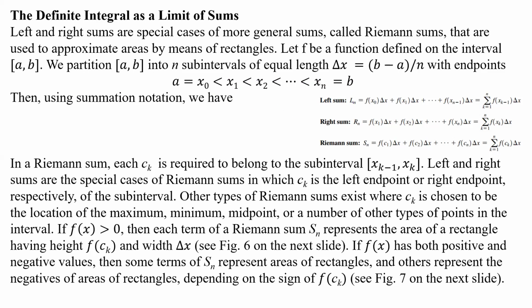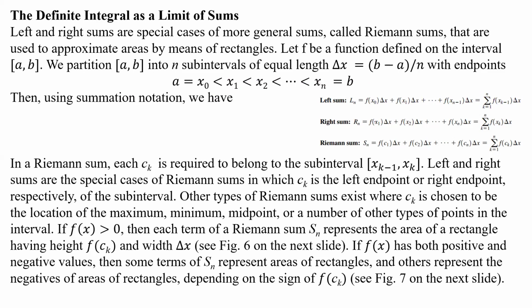For the left sum, remember, we're going to start when we hit the left point of the curve. So we're going to have f of x0 times delta x plus f of x1 delta x, all the way up to f of x n minus 1 delta x. And so basically, we're going from 1 to n of the sum of f of x sub k minus 1 times delta x. So that would be for a left sum.